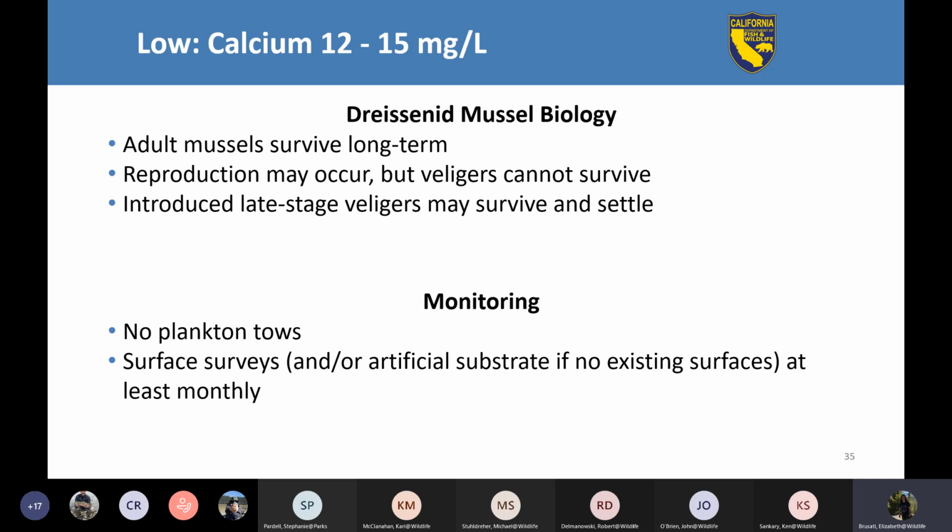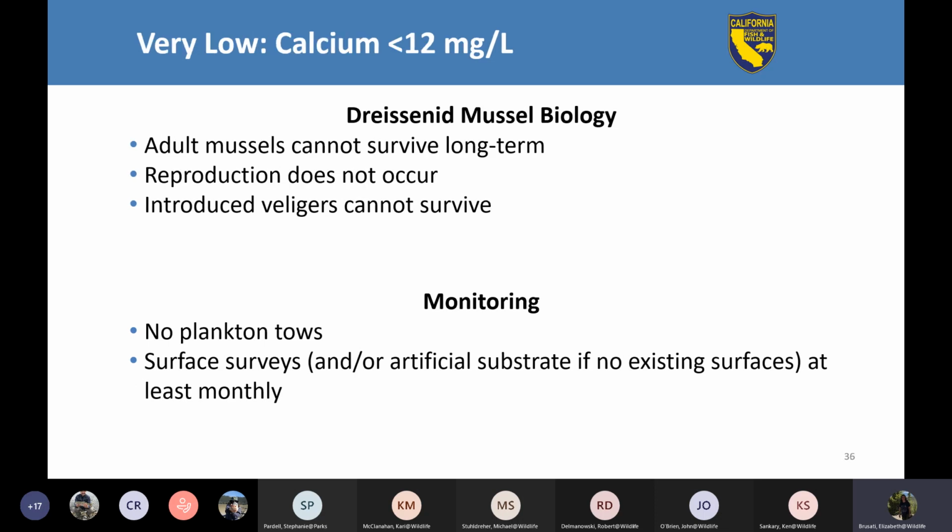Plankton tows simply would not be very effective because you won't have veligers surviving very well. So this is where surface surveys and artificial substrate surveys become more important, because that would be probably the only form of surveys you're doing.